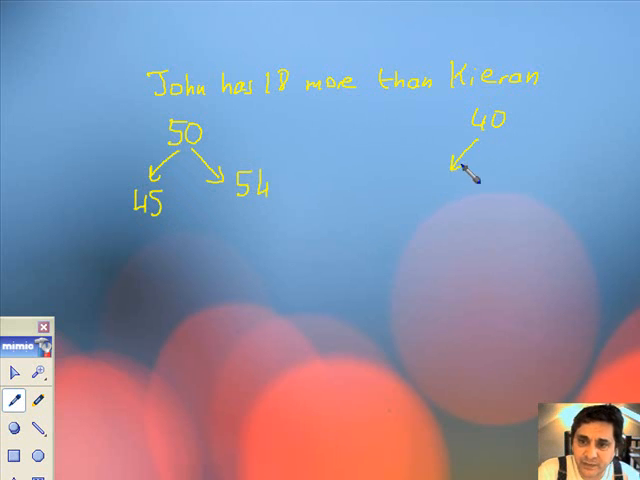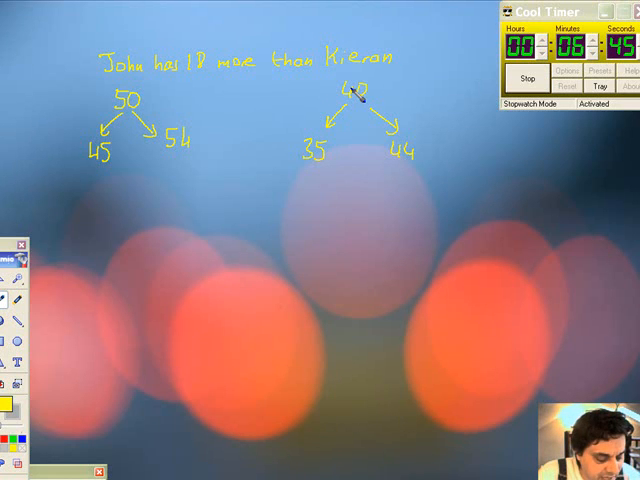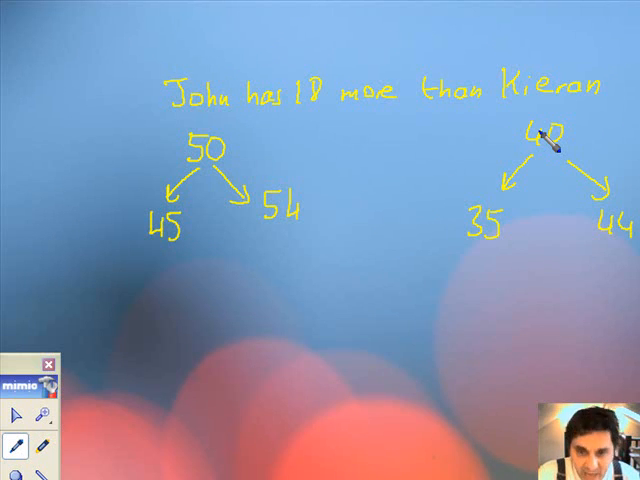We'll do the same for Kieran. He could be as low as 35, that will push up to 40, or it could be as high as 44, and that will drop him down to 40 if you round it off to one significant figure. As you can see, the nearest 10, there's only one significant figure there and there. Now, John has 18 more than Kieran. Write down the possible numbers of marbles each boy might have.